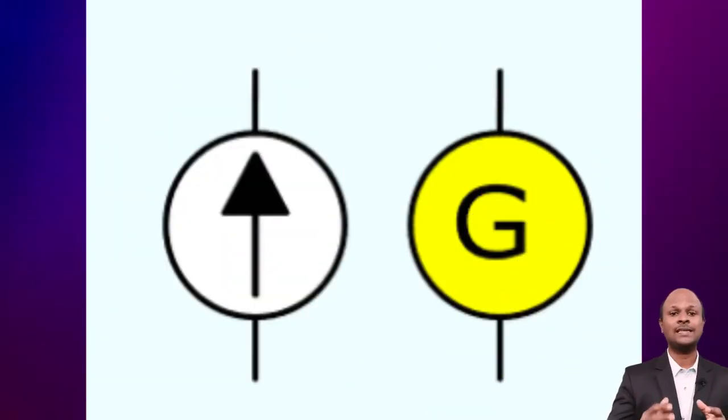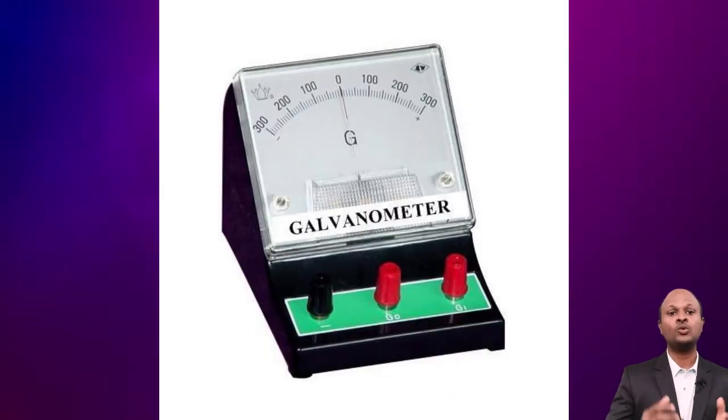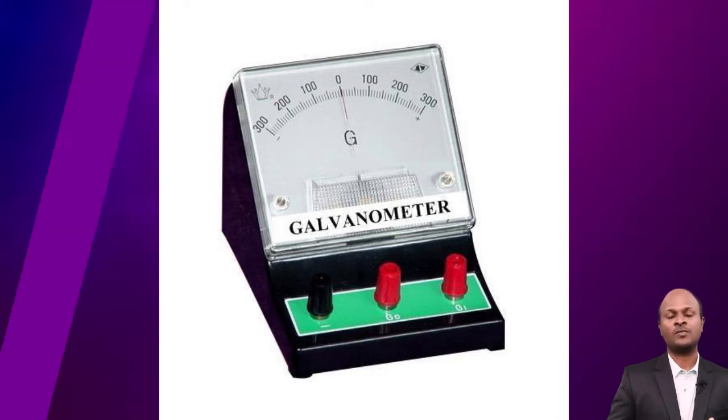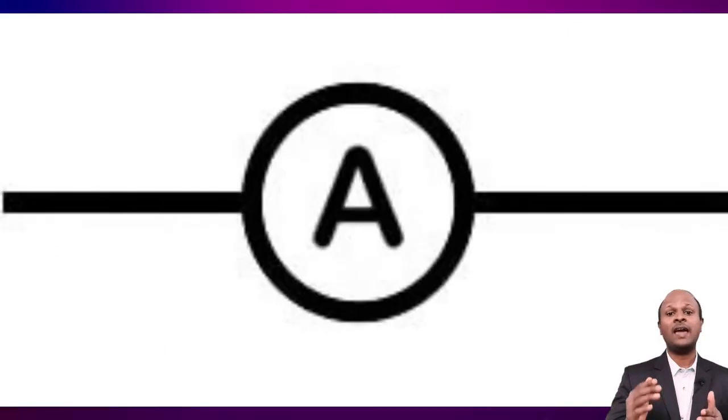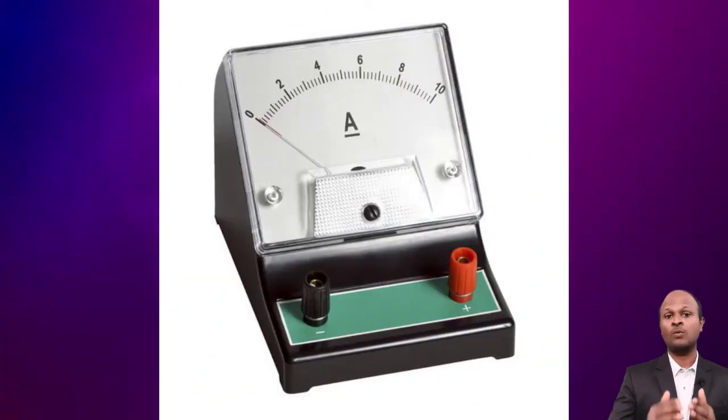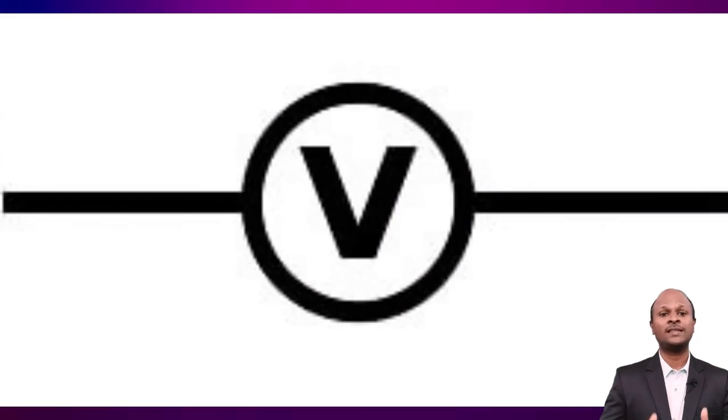The galvanometer is a current detecting instrument. The symbol of a galvanometer is the letter G in caps within a circle, with two lines representing the connection leads of the instrument. The ammeter measures the current in a circuit. The ammeter is denoted by the symbol letter A in caps within a circle. The voltmeter measures voltage across any two points in the circuit. The voltmeter is denoted by the symbol letter V in caps within a circle.